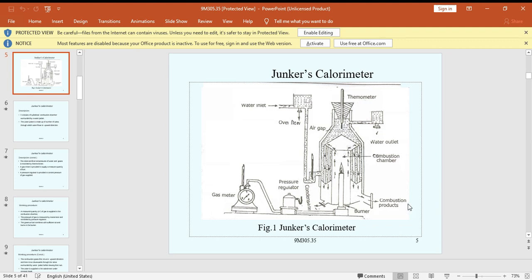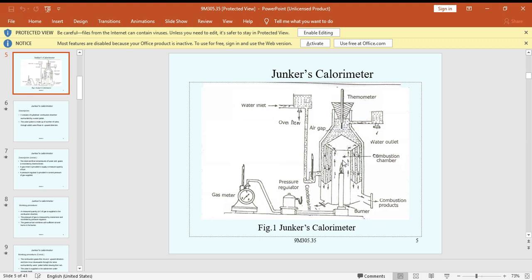In this Junkers gas calorimeter, we explain it simply. In this condition, we have a gas meter. The gas goes to the pressure regulator valve, then to the burner. In this, the water inlet and overflow give a constant head. In this condition, the thermometer is there. The water moves in this direction, the gas is moving in this direction, and the gas is burned.